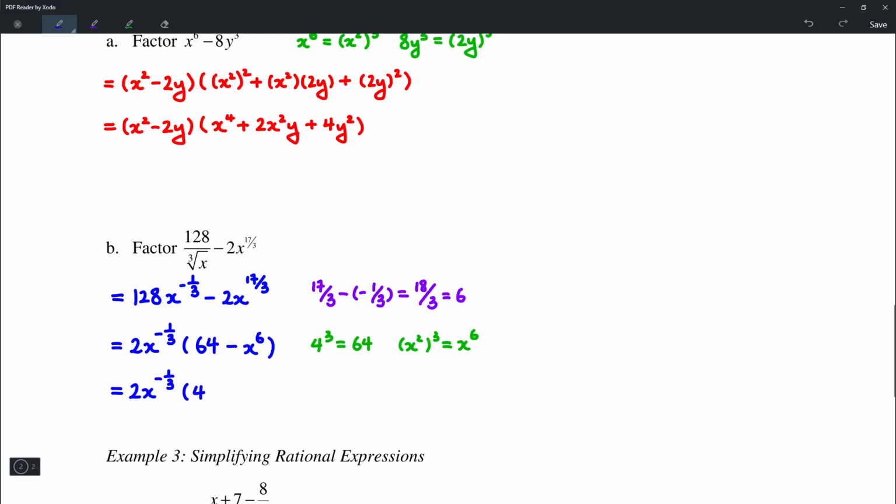So here we have 4 minus x squared, and then we have 4 squared plus, this is 4 times x squared, and then plus x squared squared. Okay, let's go ahead and expand.